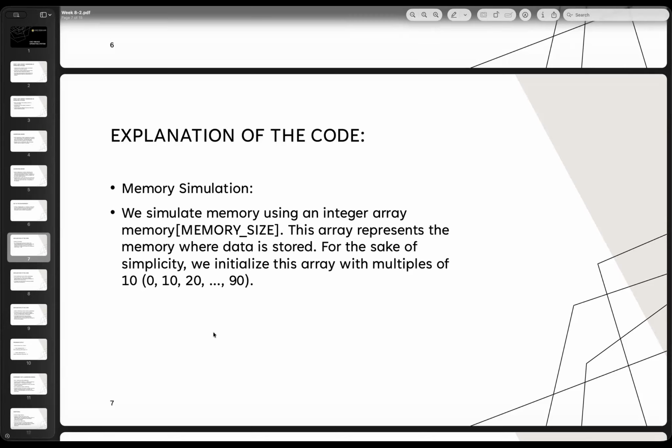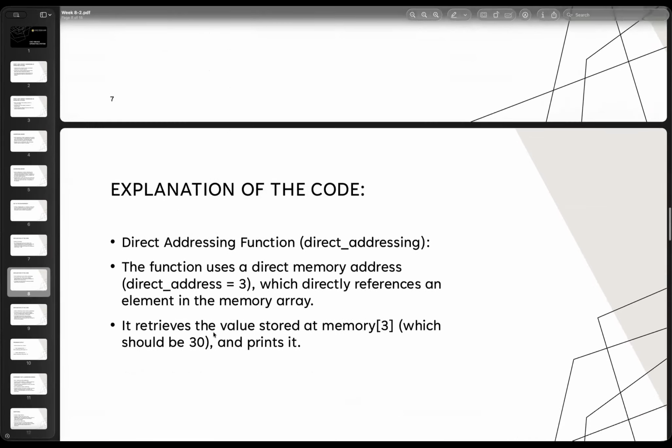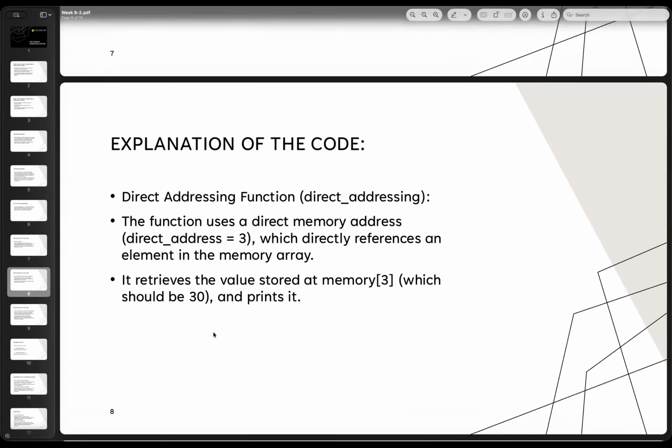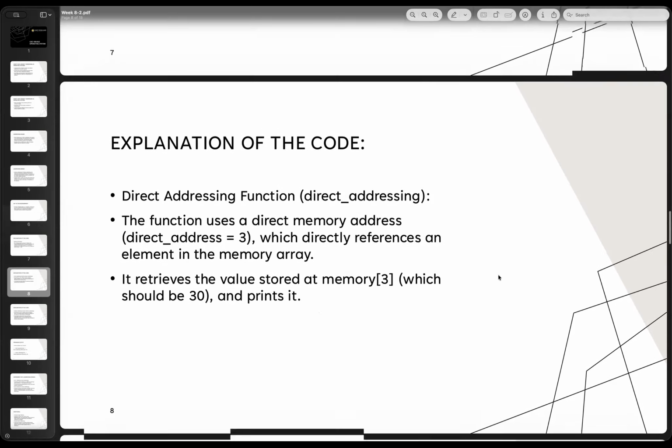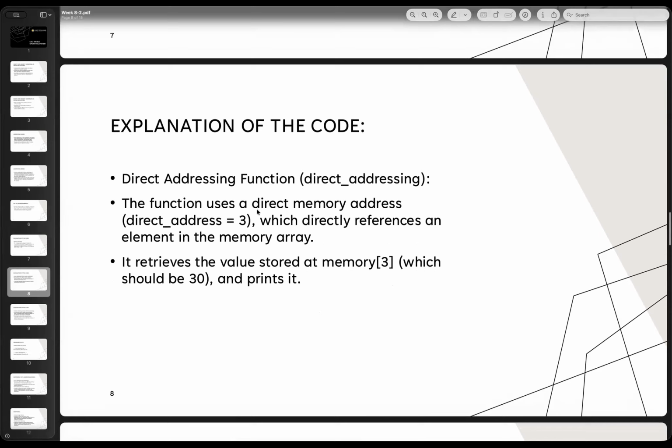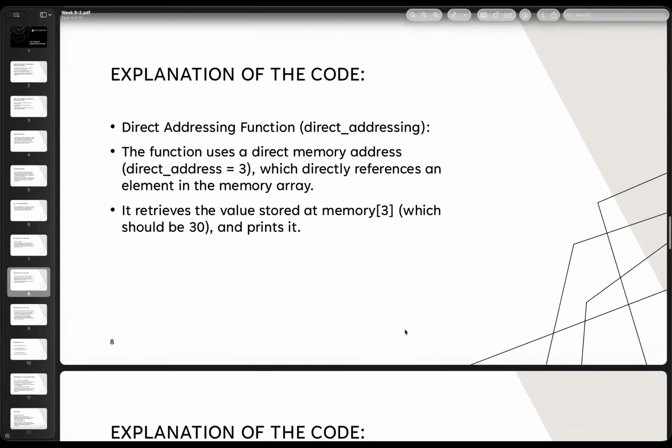For the direct address function, we access a direct address location, let's say 3, and we can directly refer to an element in the memory array. When we retrieve it, we get it directly, and if we want to print it, we can print it out. So it's called direct address.